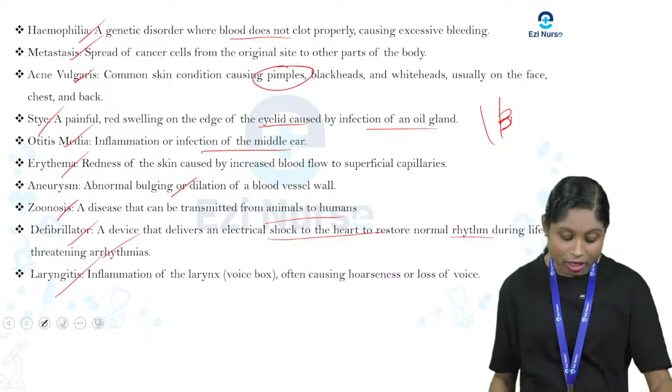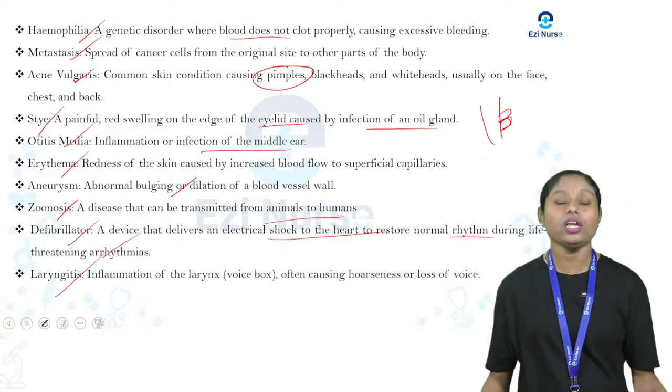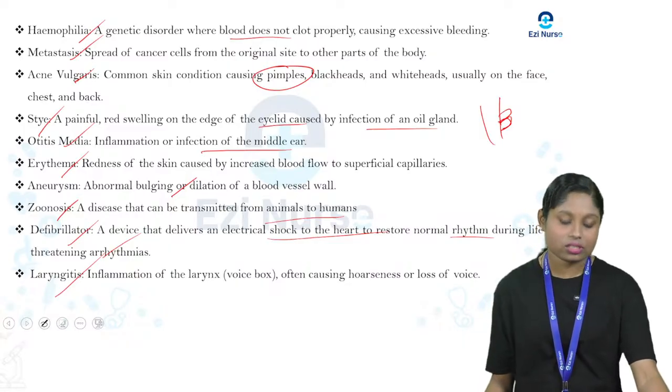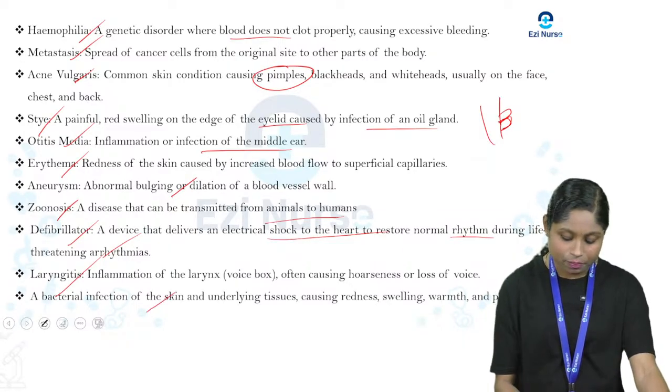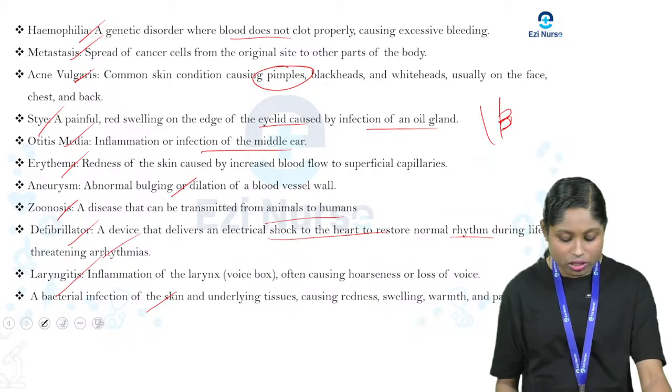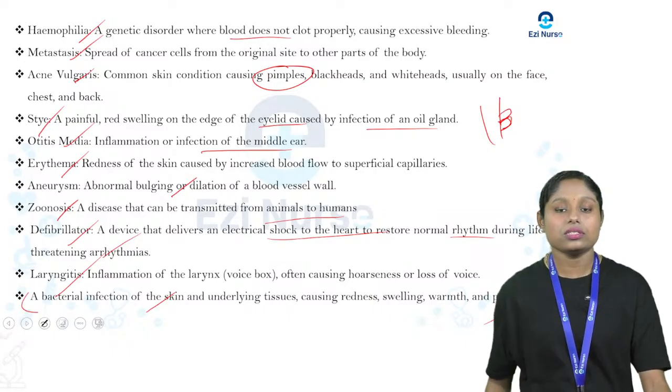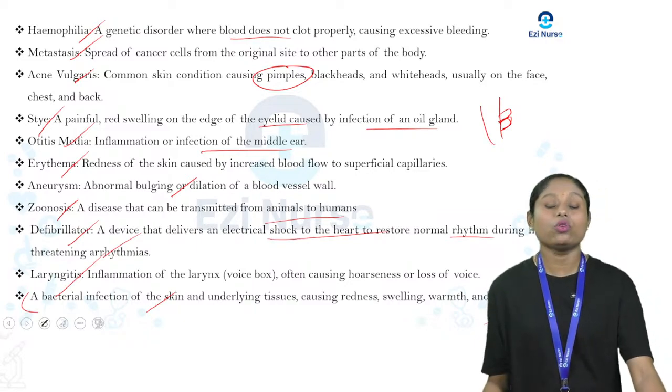Next we will see about laryngitis. It's an inflammation of the larynx, often causing hoarseness or loss of voice. That is what is known as laryngitis. Next is a bacterial infection of skin and underlying tissue causing redness, swelling and warmth with pain. So this is dermatitis. So these are some words and meanings.